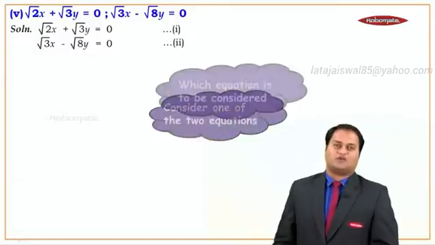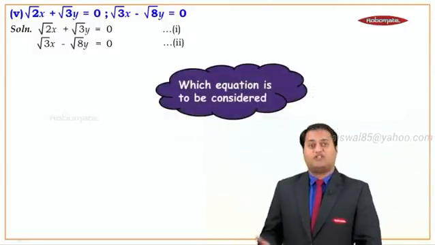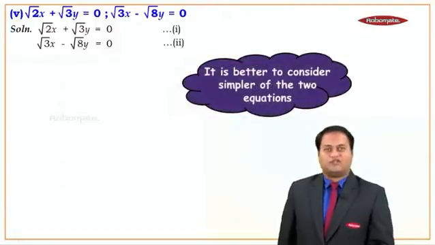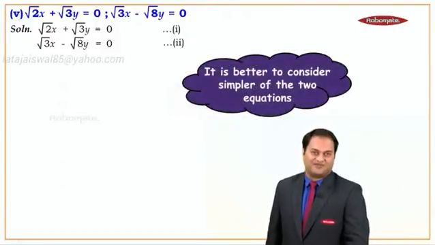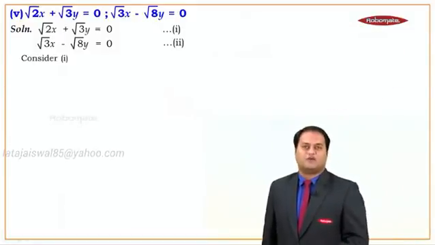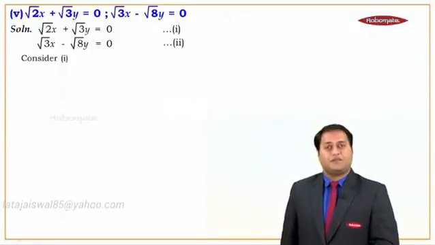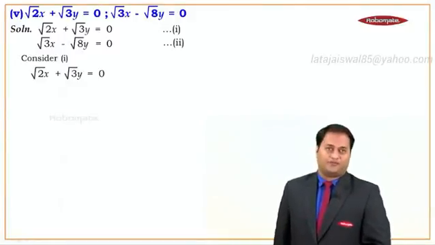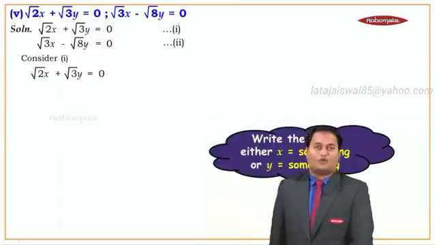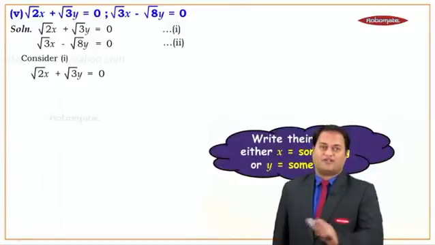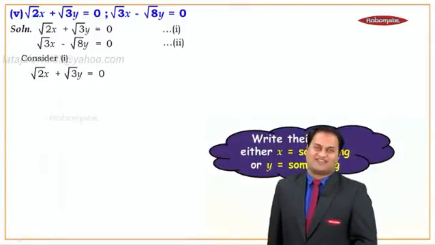Now consider one of the two equations. Which equation is to be considered? Whichever equation you feel is simple. In this, if you feel equation number 1 is simple, let's consider equation number 1. Equation 1 is root 2x plus root 3y is equal to 0. Now write it in the form of either x is equal to something or y is equal to something. How do we do it? By shifting one of the variables to the other side.